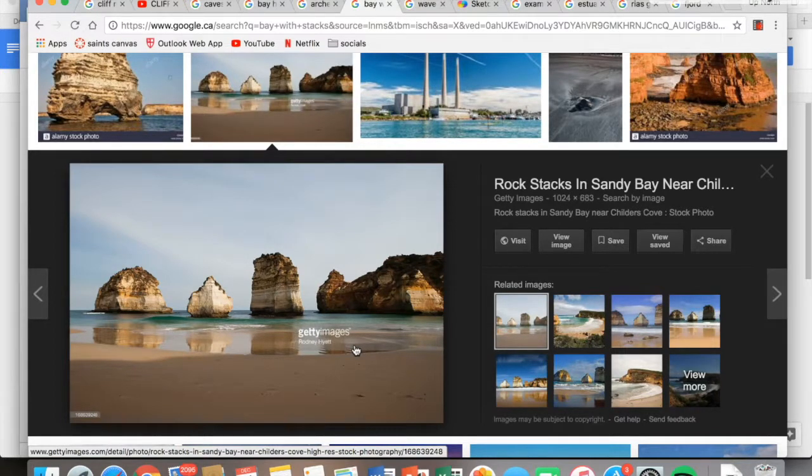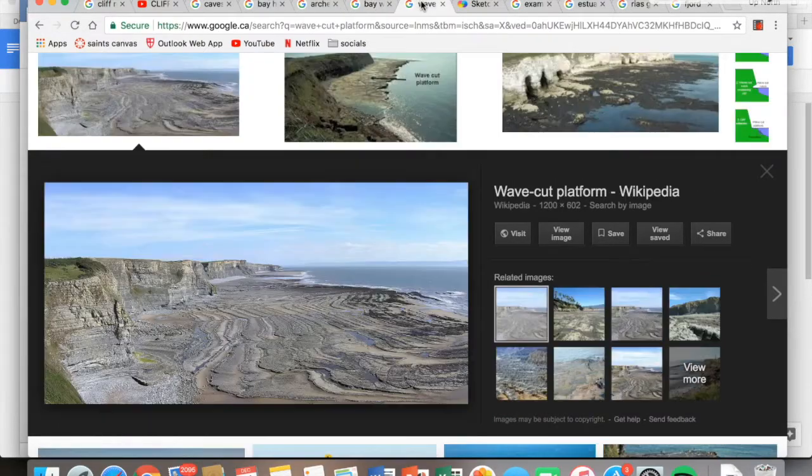Once even those are eroded, we are left with the last stage of cliff retreat, the wave cut platform. It is only visible in low tide and is composed of sand and rocks.